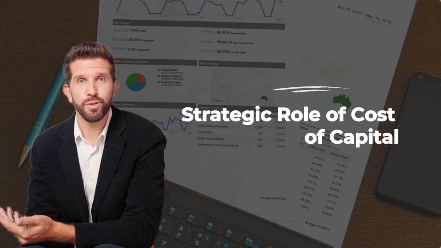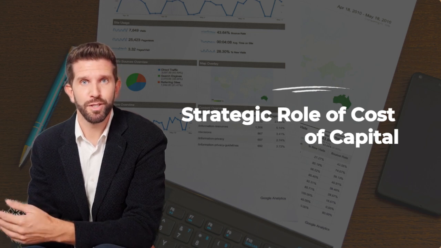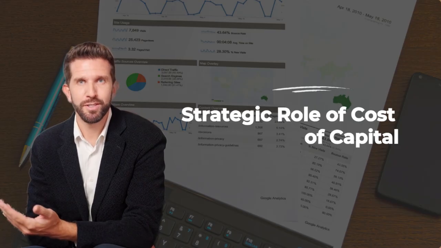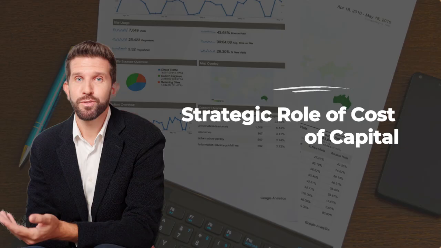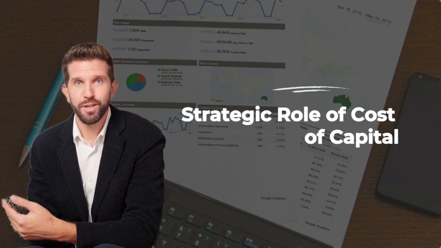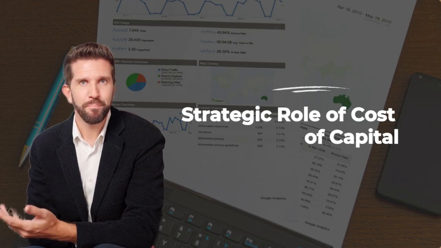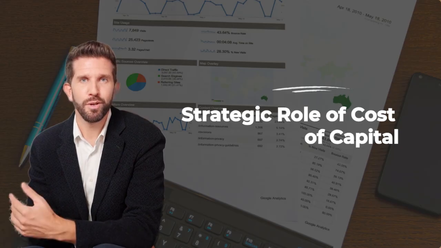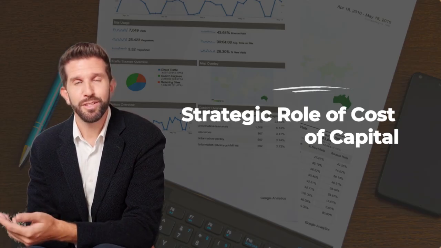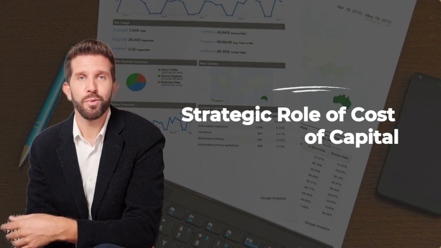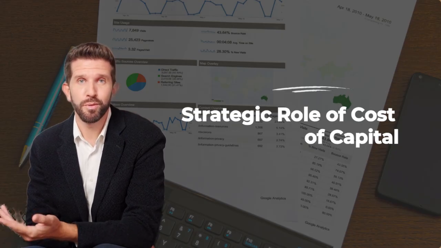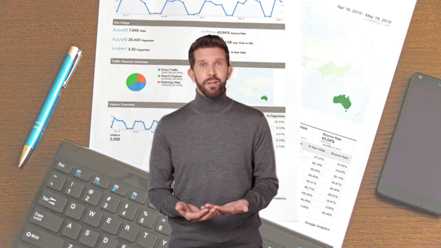Strategic role of cost of capital. A well-calculated WACC guides capital budgeting decisions, impacts valuation of the firm, influences strategic planning and financial policy, and determines shareholder value creation. A misestimated cost of capital can lead to accepting poor projects or rejecting good ones, directly affecting long-term competitiveness. Summary of key points.